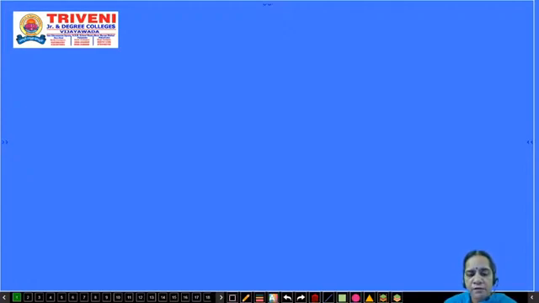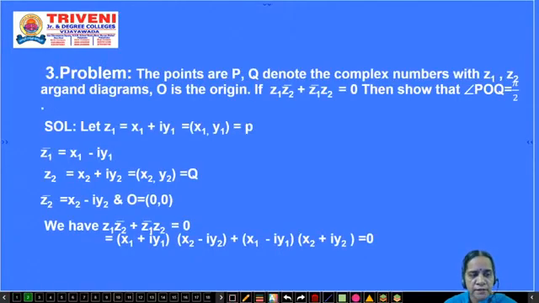In the last classes we discussed what a complex number is, the conjugate of a complex number, multiplication of two complex numbers and addition of complex numbers, and also the square root of a complex number and the geometrical representation of two complex numbers in geometric form. And now we have to learn problems like this.